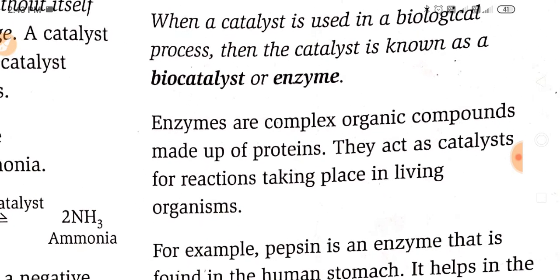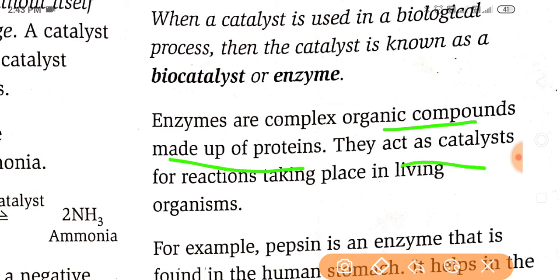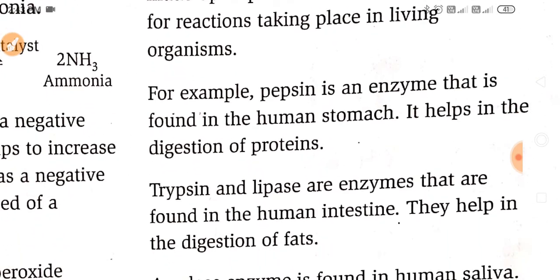Enzymes are complex organic compounds made up of protein. So their definition is complex organic compounds made up of protein. They act as catalysts for reactions taking place in living organisms. For example, pepsin is an enzyme that is found in the human stomach. It helps in the digestion of proteins.